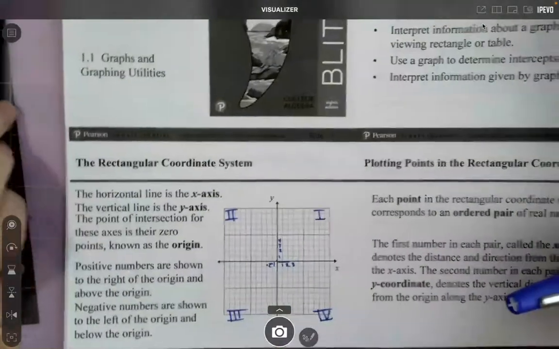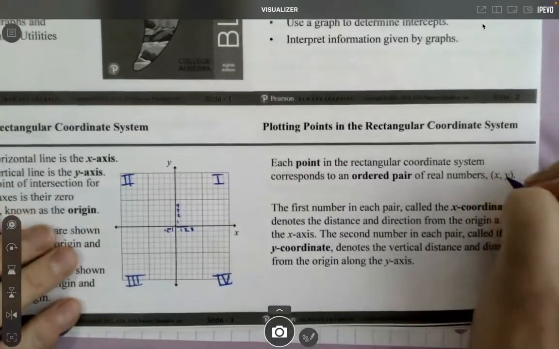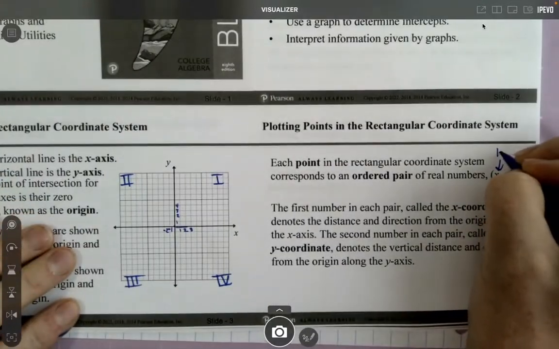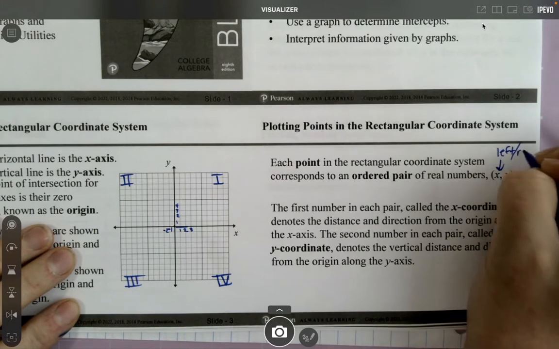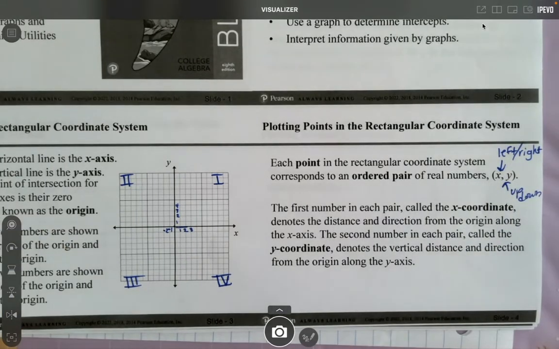Each point in the rectangular coordinate system corresponds to an ordered pair, x, y. X represents your left or right, and the y represents either going up or down. The first number in each pair is called the x coordinate, and the second number is the y coordinate.